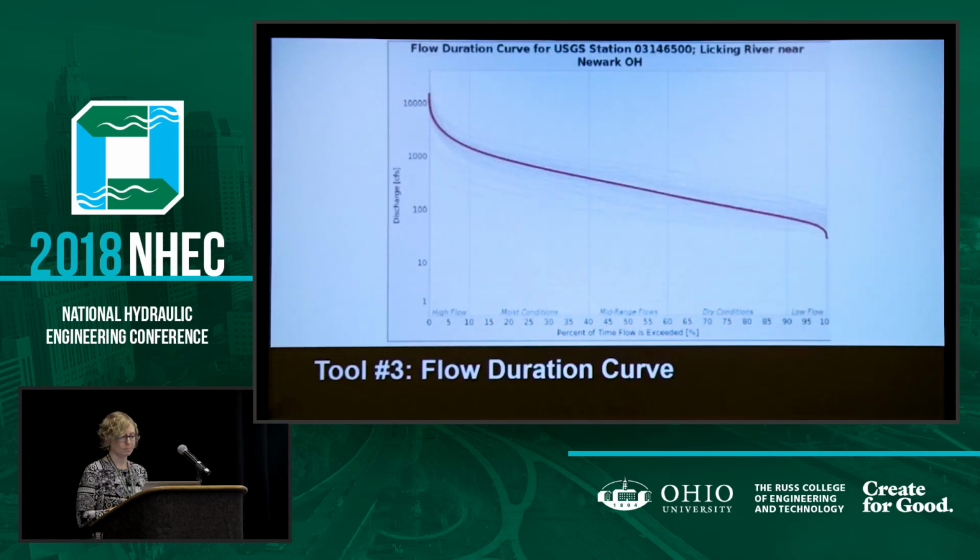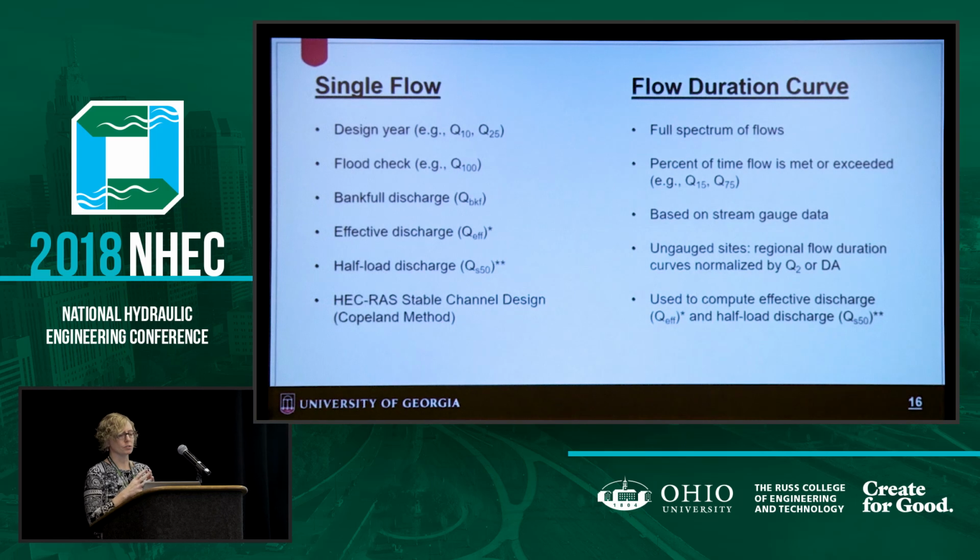Tool number 3 is the flow duration curve. So this is an example of a flow duration curve. All the gray lines represent different years, and the red line is the overall composite. This came from the USGS gauge station at Licking River near Newark, Ohio. Okay, so to explain why this might be important, a single flow would be an example, a design year.